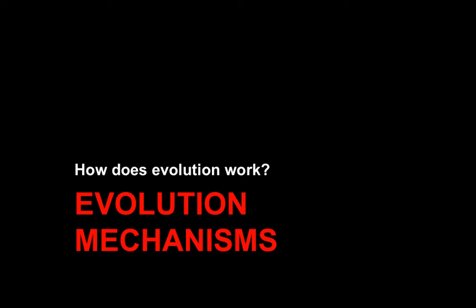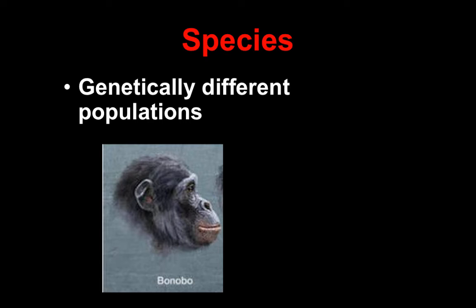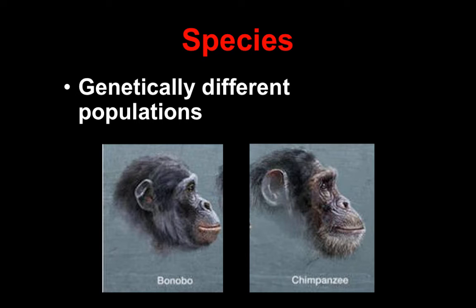Next, let's look at how evolution actually works. So first we have to define what a species is. And these are genetically different populations. So for example, a bonobo and a chimpanzee, fairly similar, but they're different species because they're genetically different and they generally won't mate.